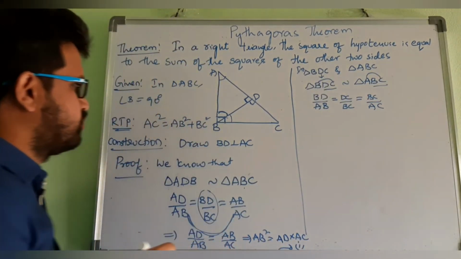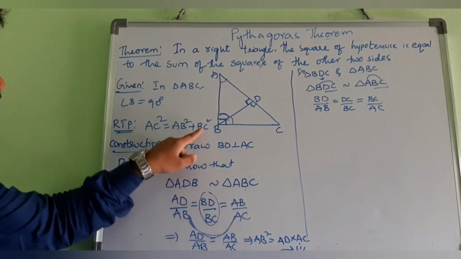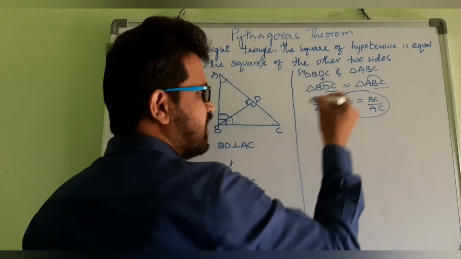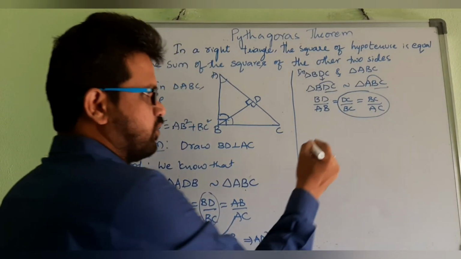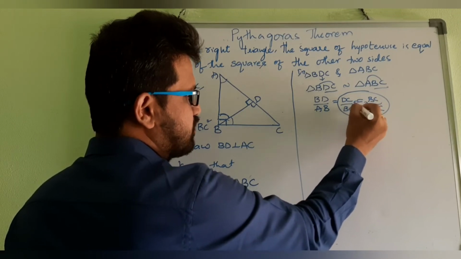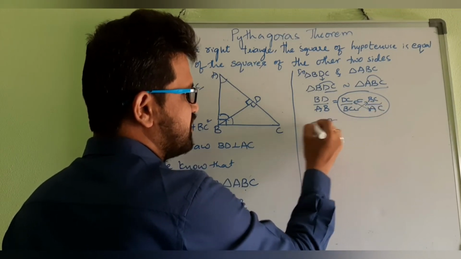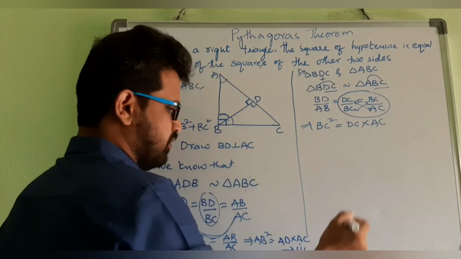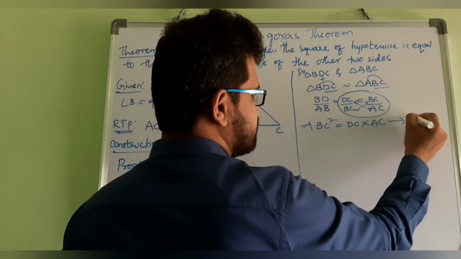Okay. Next, what we need? We got AB square, we need BC square. In these two, where is BC square? So these two give BC square. Cross multiply these two: BC square is equal to DC into AC. Okay, let us take this as 2.